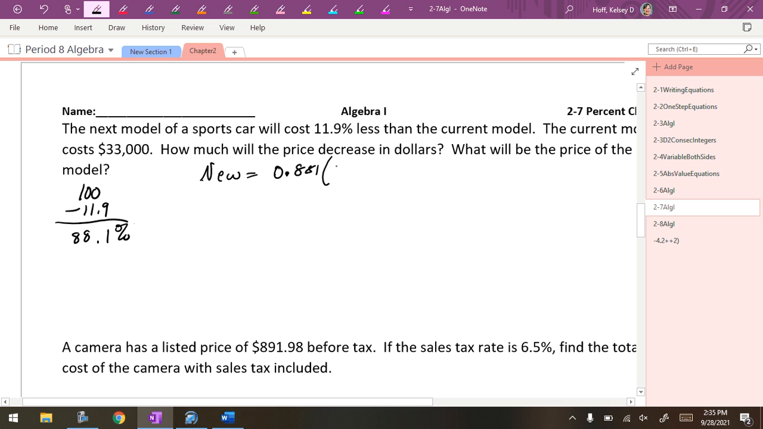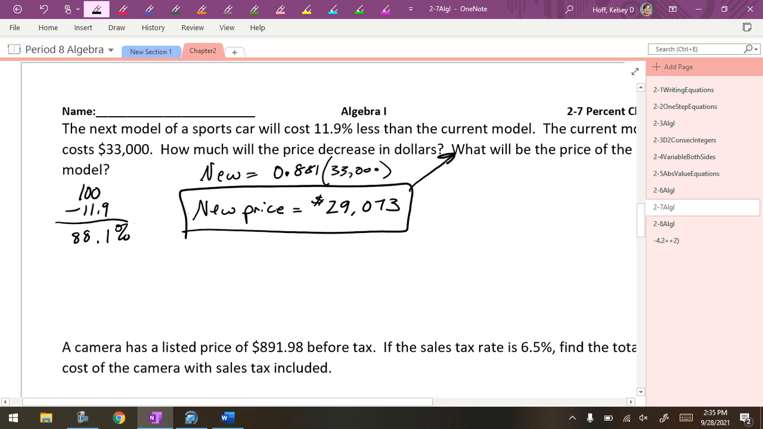What was the original price? 33,000. So take 33,000 times 0.881. 29,073. Everybody, yes? Okay. Box that in because that's one of the questions they ask us.